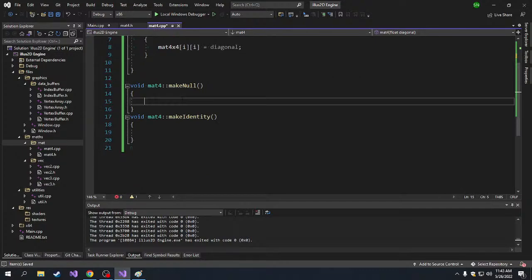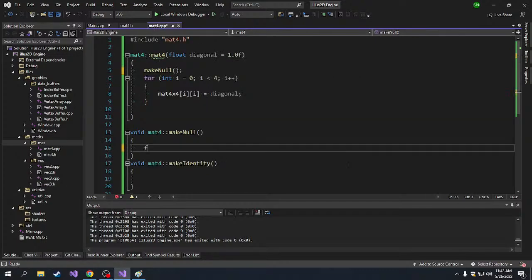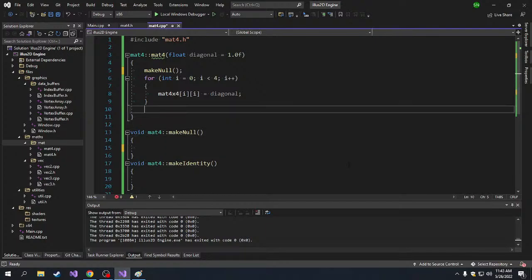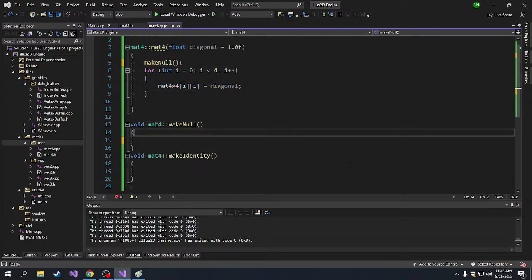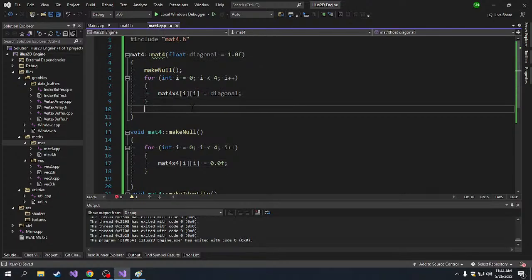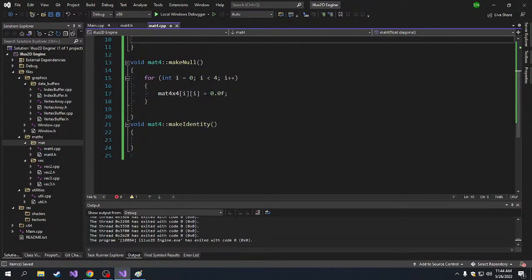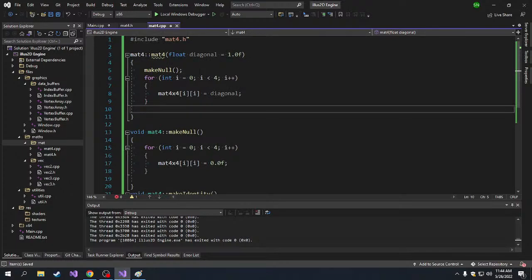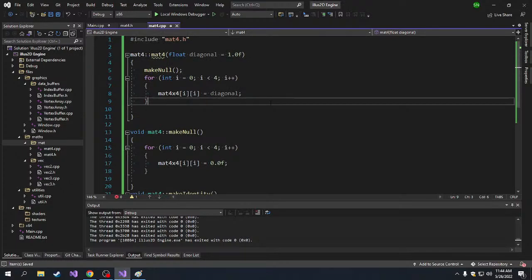Okay, cool. The make null function is pretty simple. We'll just pretty much copy this and set every single element to be 0. That's basically what we do. Okay, nice. So that's our make null function. So we make the null and then we set the diagonal matrix.